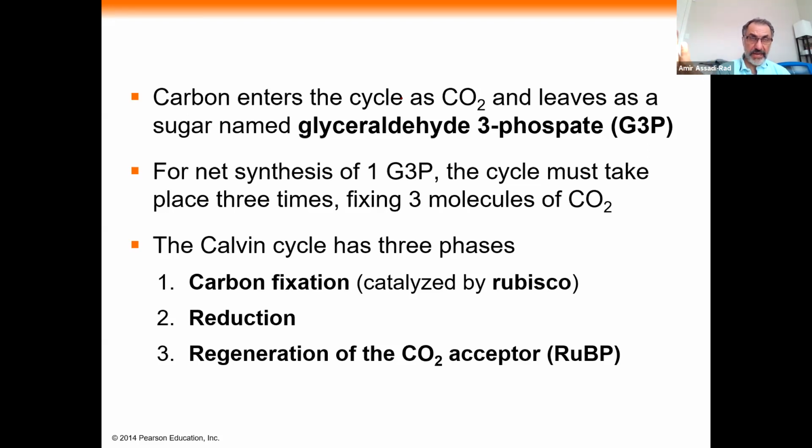I threw that term at you before. So carbon fixation happens at the Calvin cycle. 3 molecules of carbon dioxide. I already showed you that with my fingers. The Calvin cycle has 3 phases: carbon fixation, reduction, and regeneration of the carbon dioxide acceptor, RuBP. That's what he's talking about, RuBP. That's what the video talked about as well.